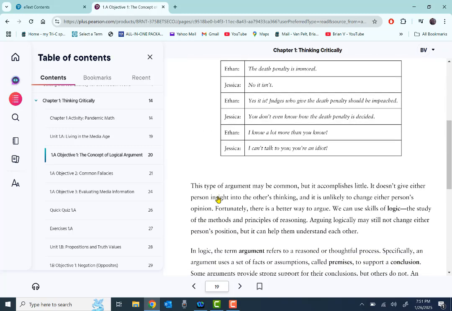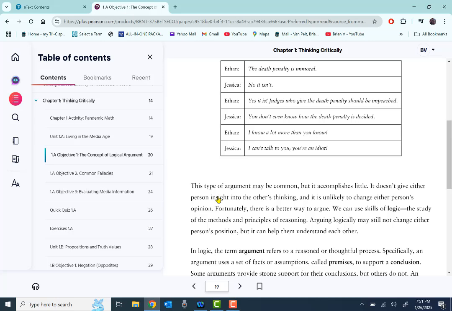Right here, we have an argument between Ethan and Jessica. Ethan comes out with a statement: the death penalty is immoral. Jessica says, no, it isn't. Now, right away, these two comments to each other have done nothing to move the argument forward. What Ethan should have probably done was say the death penalty is immoral and followed it up with reasons why it's immoral. Jessica says, no, it isn't. We simply are back to square one.